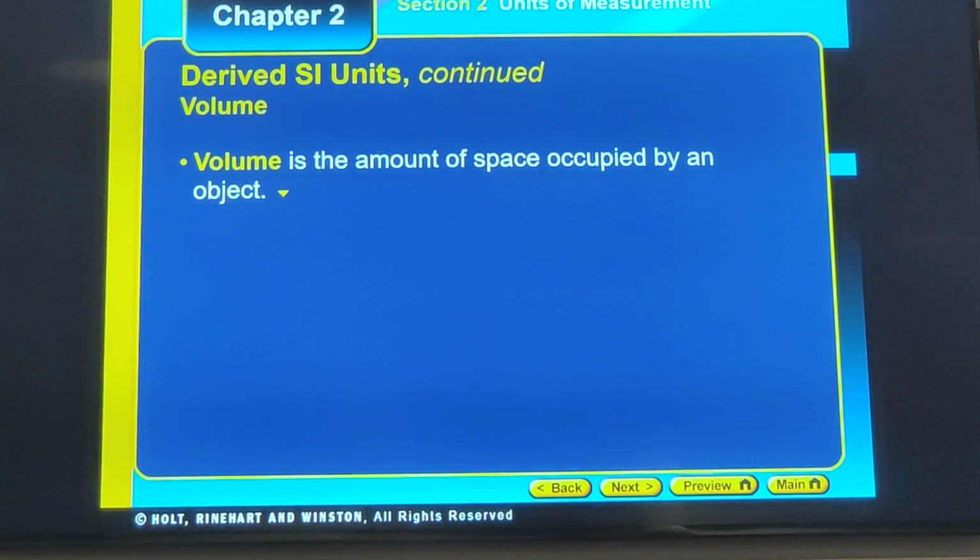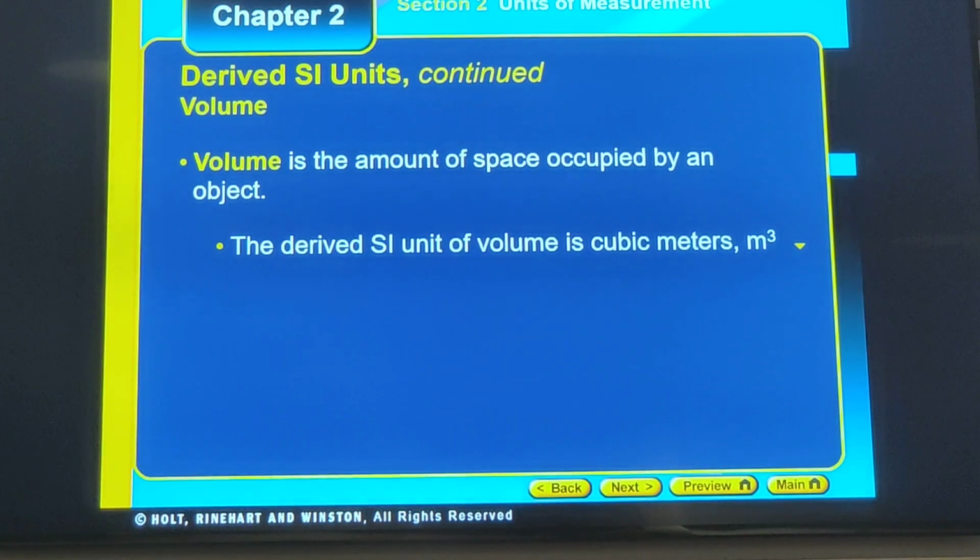Now, volume is just the amount of space that something takes up. It's not necessarily connected to mass directly. We'll talk about how we can connect them in a moment, but for right now, volume is just how much space something takes up. The derived unit for that is actually a cubic meter, which is pretty large. So we usually don't use cubic meters in chemistry because we're not dealing with this large a quantity of substance. We usually use tiny amounts.